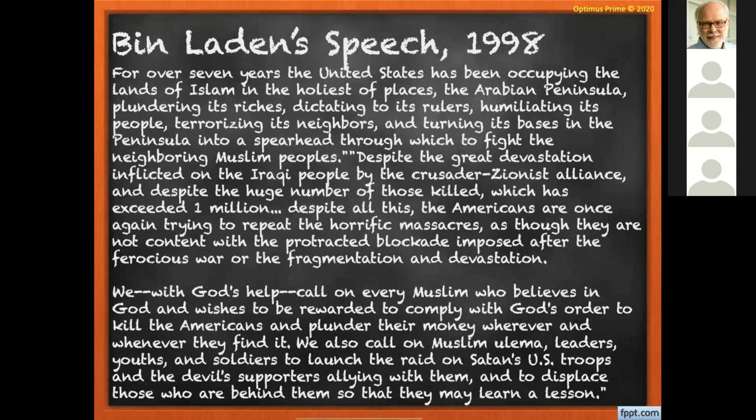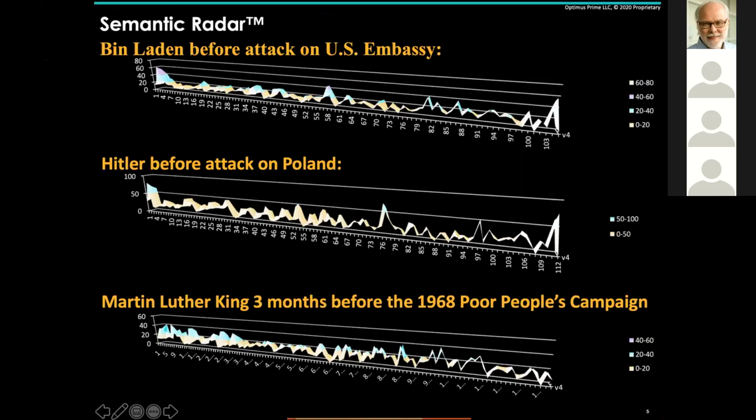What was really interesting is our customer wanted to understand how to group personalities together so that you could treat one personality in terms of another and thereby predict what such a personality might or might not do. And I'll leave it to your imagination to figure out what kinds of customers we have. Here is the answer. If you look at bin Laden before the attack on the US embassy, you get this spectrogram. But notice that this spectrogram with its peaks and troughs is really similar to Hitler before his attack on Poland.